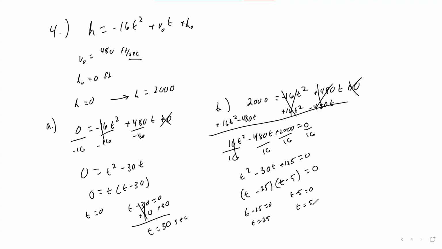In this example, it actually is going to hit 2,000 feet in multiple positions. So at 25 seconds and at 5 seconds, because you've got to realize it's going to hit that threshold and then it's going to come back down. So in 5 seconds, that bullet will be 2,000 feet up in the air. And then after another 20 seconds, it will come back down to 2,000 feet up in the air.